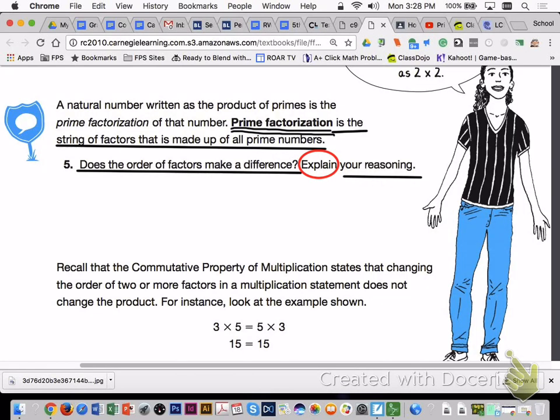A natural number written as the product of primes is the prime factorization of that number. Prime factorization is the string of factors that is made up of all prime numbers. Please answer number 5 with your group.